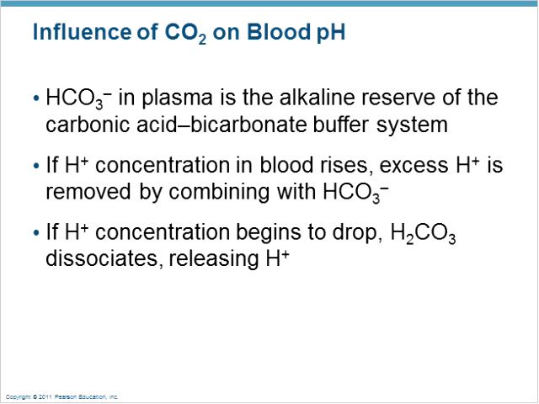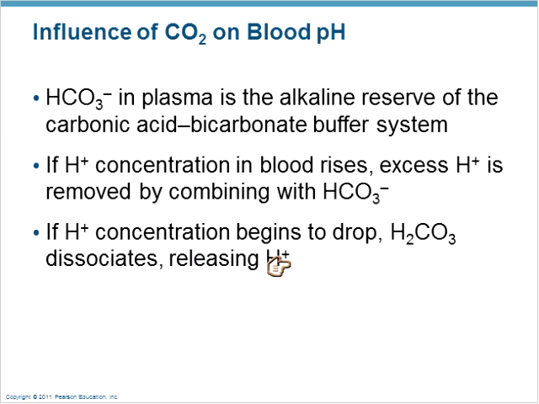The influence of CO2 on blood pH. HCO3 in plasma is an alkaline reserve of the carbonic acid bicarbonate buffer system. If the hydrogen concentration in blood rises, you have an excess of hydrogen, which makes the blood more acidic. It's removed by combining with the HCO3, and so the H+ concentration begins to drop. H2CO3 dissociates, releasing the hydrogen.